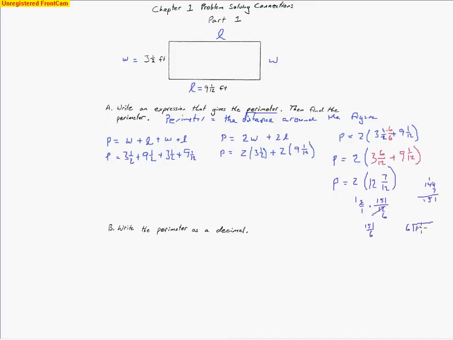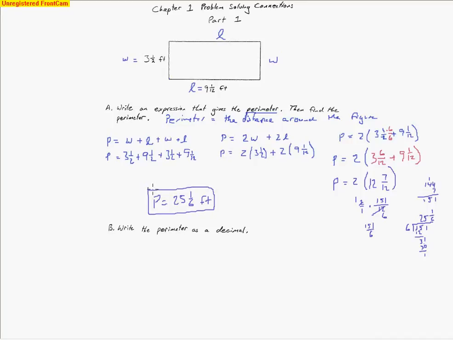6 into 151. So 6 goes into 15 2 times, and that makes 12. And that leaves me with 3 left over, 31. So 6 into 31 goes 5 times, and that makes 30, and I have 1 left over. And so I'm going to rewrite that as 25 and 1/6. So the perimeter equals 25 and 1/6 feet.